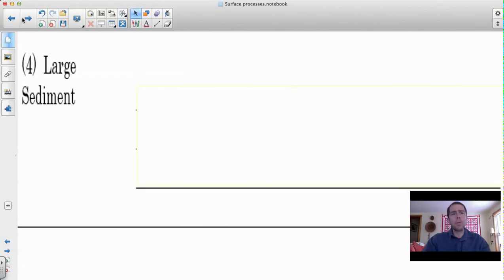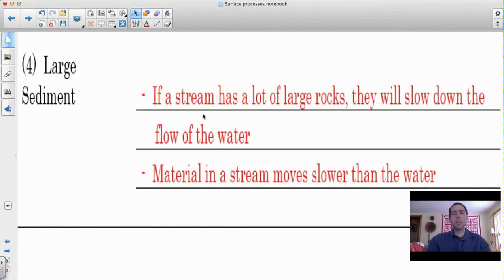We have one more thing. The largest sediments: if a stream has a lot of large rocks, they'll slow down the flow of water. Material in the stream, as I said before, moves slower than the water itself. So if you have big rocks in the stream, that tends to slow the water down. Smooth stream channels tend to flow faster, so there's less stuff for the water to go around or bump into. So that's one of the things that also tends to change the speed of a stream.